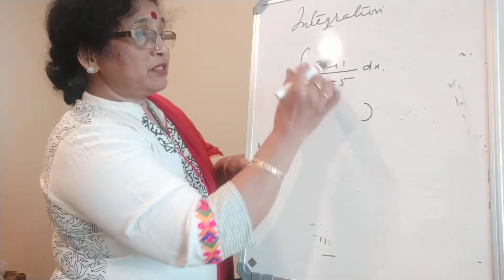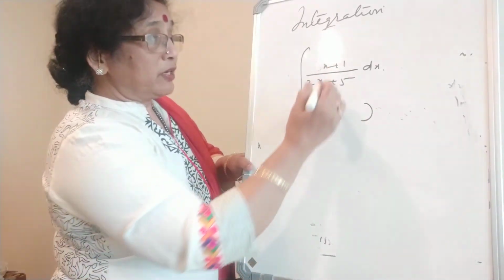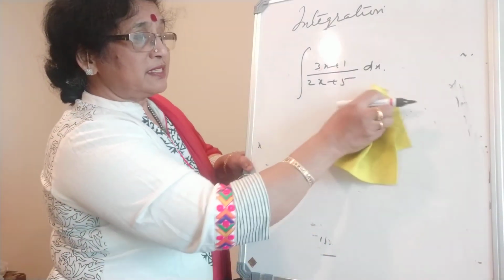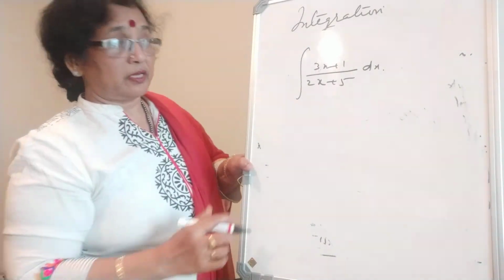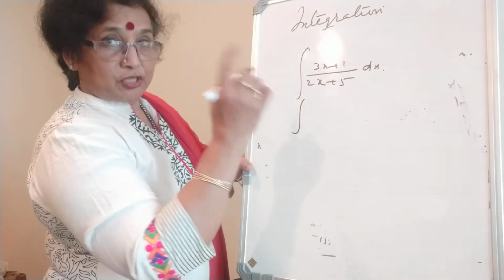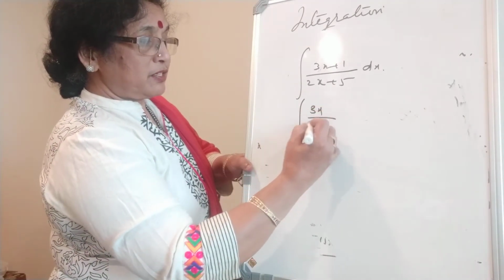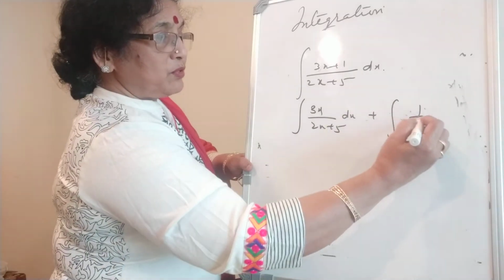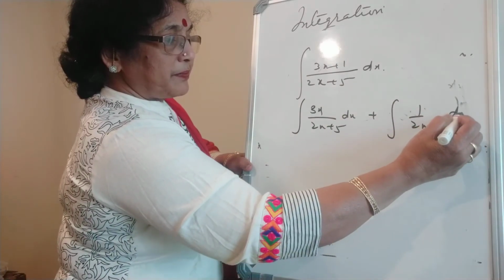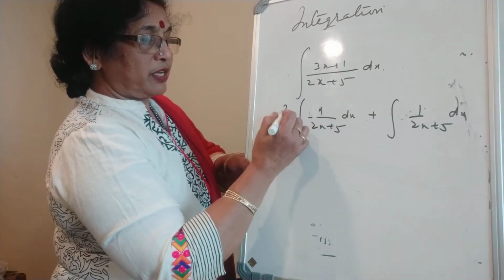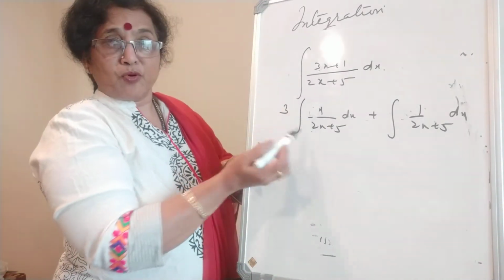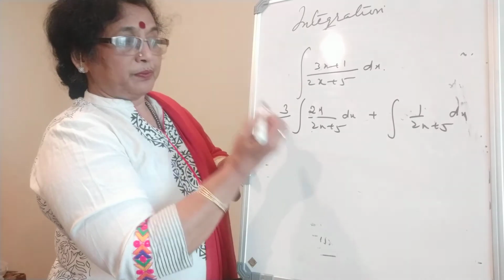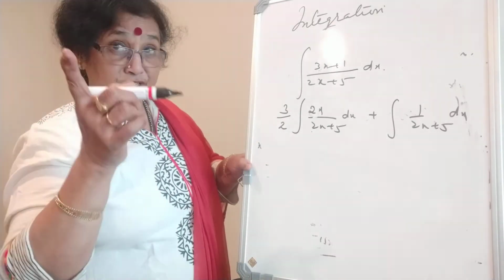You can take out this 3 out, there's no problem. You can do long division and get the answer. But what I would suggest is, the easy method is, separate the two, the short method, 3x by 2x plus 5, this is to avoid division, and 1 by 2x plus 5 dx. Remove the 3, so I get the same coefficient. Add 2 here, divide by 2. Without division I am doing it.